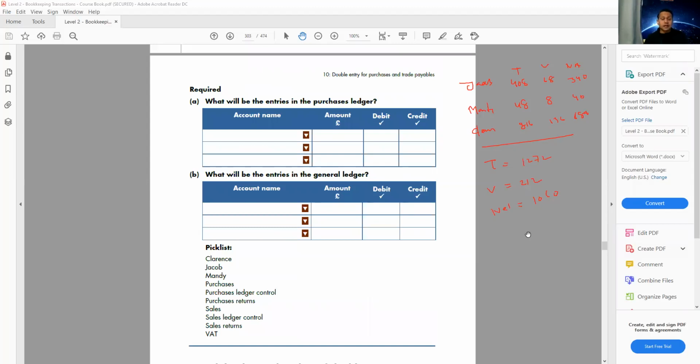This time I'm following the purchase return day book. So for the purchase ledger, the individual ledger accounts, I'm going to write Jacob 408, then Mandy 48, and clearance, that is 816. Now this is a purchase return day book.